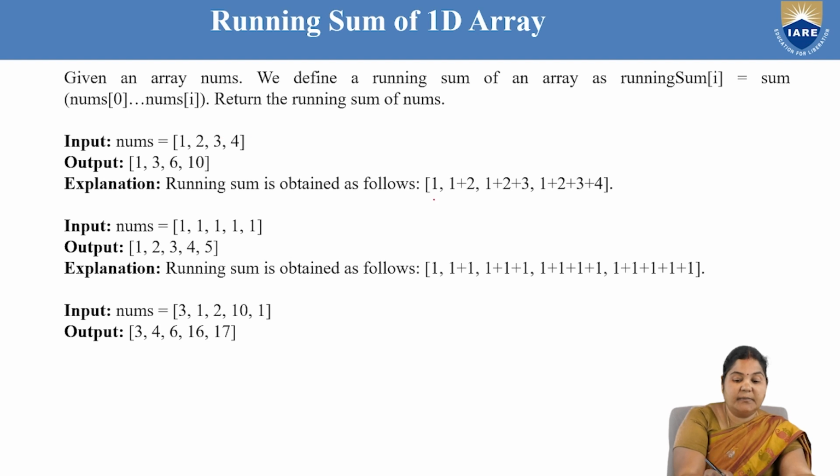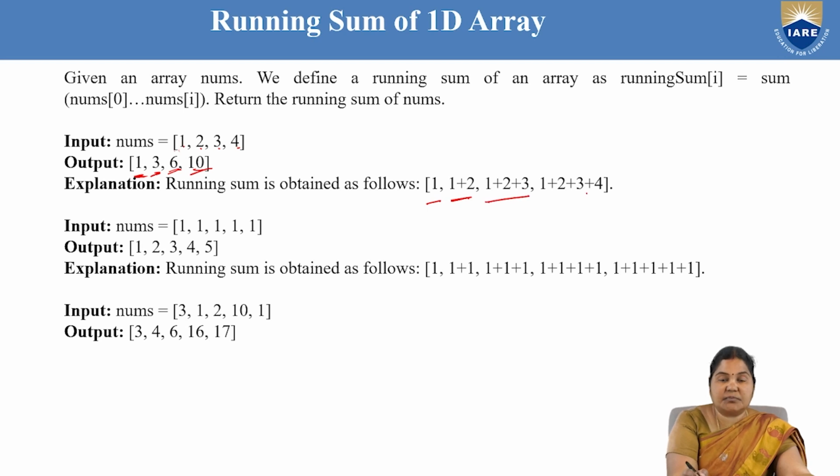Okay. Running sum is obtained as the first value as 1. Second one is 1 plus 2 becomes 3. Third one is 3 plus 2 plus 1 becomes 6. And 4 plus 3 plus 2 plus 1 becomes 10. So it is 1, 1 plus 2 is 3, 3 plus 2 plus 1 is 6, and the whole thing is 10. This is called the running sum formula.